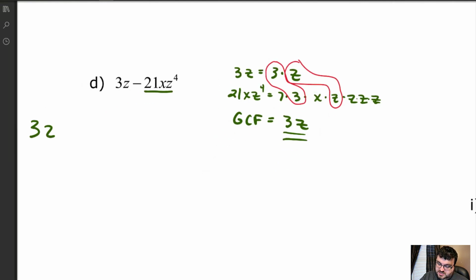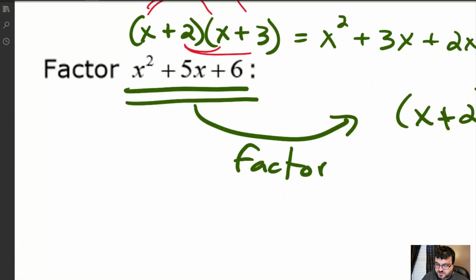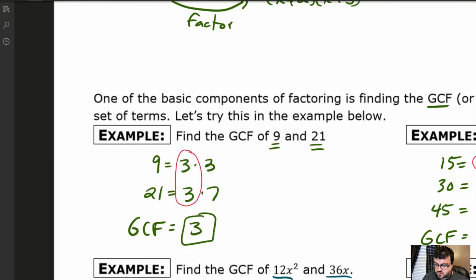So I have 3z minus 21xz to the fourth. I know that when I factor this, it's going to be 3z on the outside. And then inside, let me write this on a new line here. So I want to factor this. I'm going to factor out the GCF, 3z, on the outside. And then inside, oh, sorry, I zoomed in too far or something. Let me scroll back down just real quick.